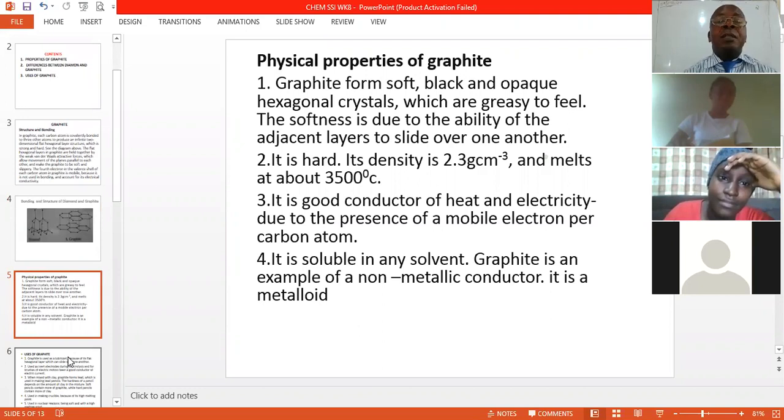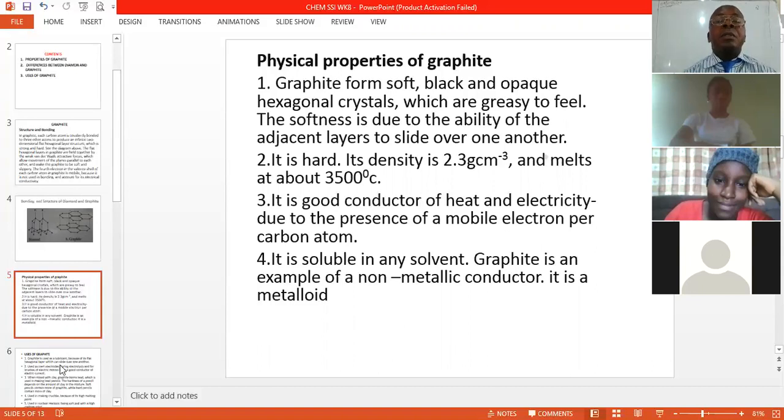Now we have also talked about the physical properties of graphite. Graphite is soft, black, opaque, and has a hexagonal shape. It is also hard, but not as hard as diamond. It is a good conductor of heat and electricity because of the presence of mobile electrons. It is not soluble in any solvent. I mentioned so many solvents. Water is a solvent, known as a polar solvent. Then we have other organic solvents like petrol, kerosene, diesel, and so on. So graphite does not dissolve in any of these solvents I've mentioned. So graphite is considered to be a non-metallic conductor. Okay, it is under the class of metalloid.